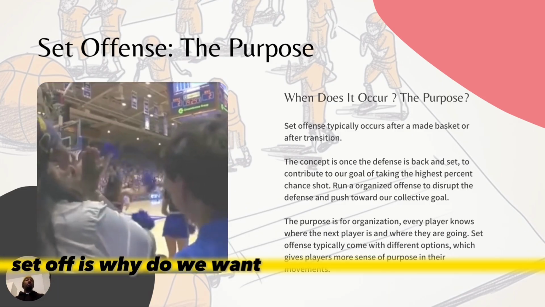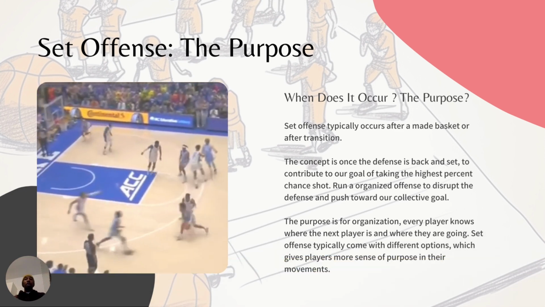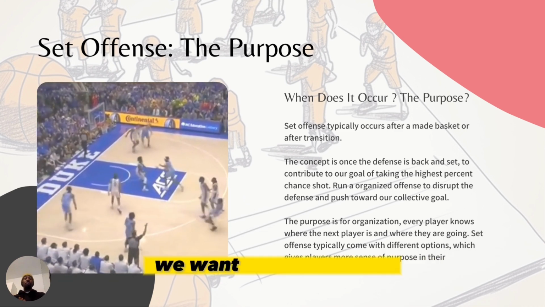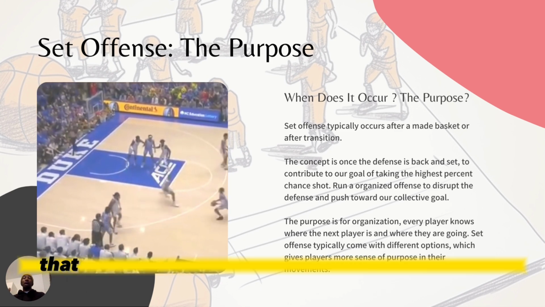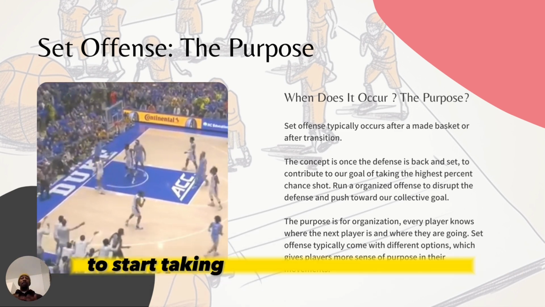Set offense. Why do we want to know when does it occur and the purpose? The reason is because we don't want to react to the basketball. That means the basketball moves and then we move. We want to be proactive. We want to know where the ball is going and start pushing our player in that way. That way we can take advantage of the situation. We can be in position to start taking advantage of situations. When does it occur? It typically occurs after a made basket or after transition.